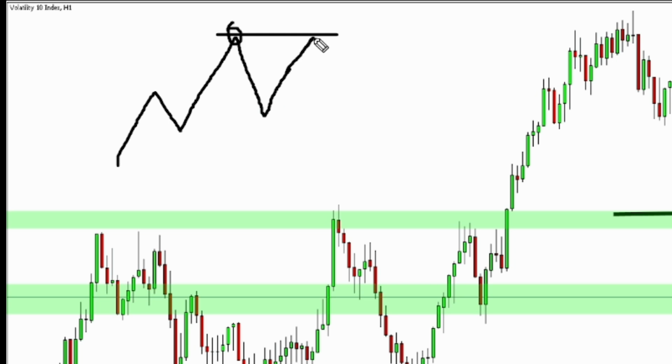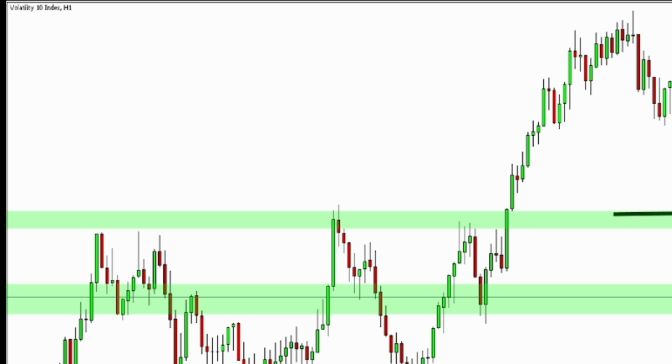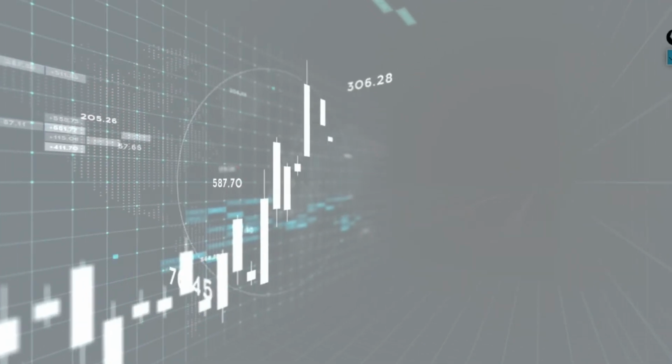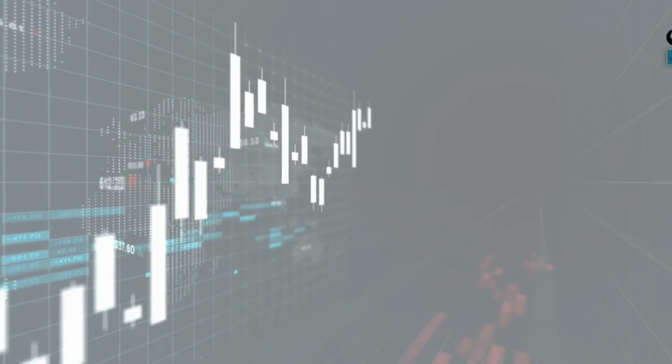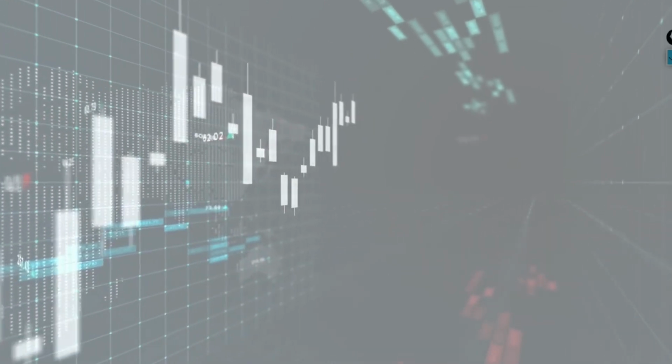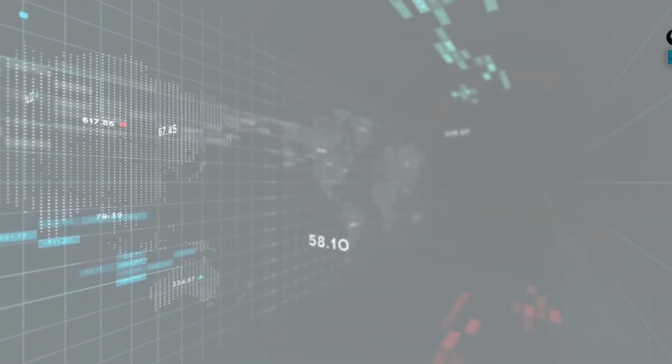If it comes back to this zone at this point, look for a candlestick pattern that shows you a potential reversal before you sell your trade. That's how you maximize your winning probability. This is market reversal, and I know most traders don't like to reverse against the trend. So let me show you how to use this again in a trending market.